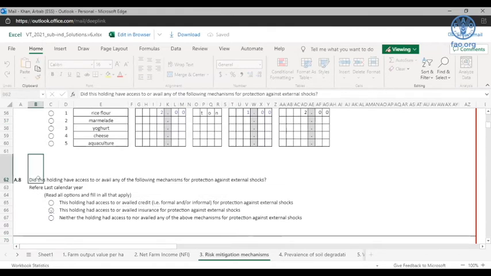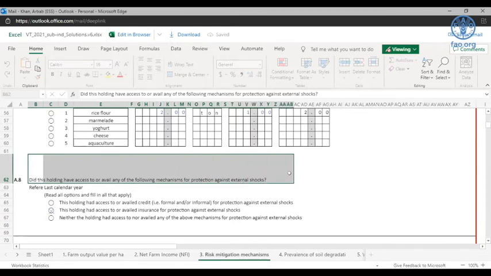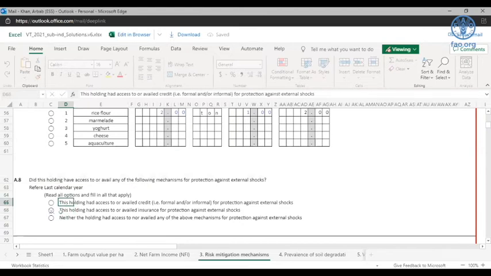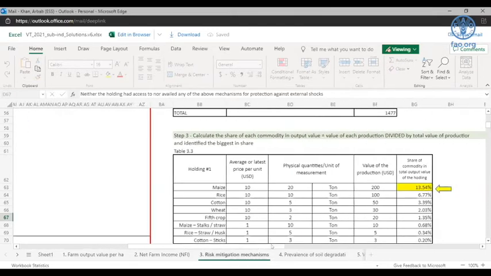And the fourth question, which I just mentioned to you, is to see whether this holding has access to or availed the following mechanism for protection against external shocks. So the options are: this holding has access to or availed credit, this holding had access to or availed insurance, neither the holding had access to nor availed any of the above mechanisms for protection against external shocks. So this is the only question that, in addition to the above, which are required for the other two sub-indicators as well, is needed for countries to report on this particular sub-indicator.